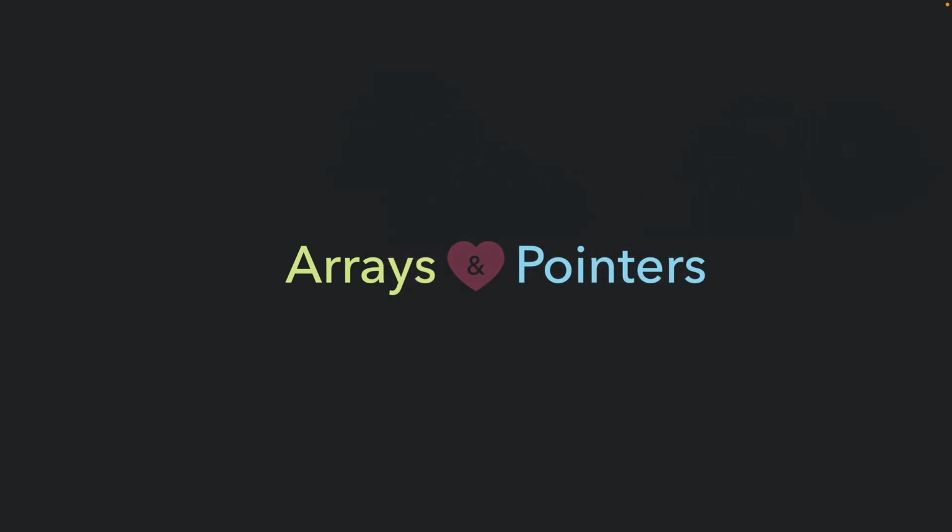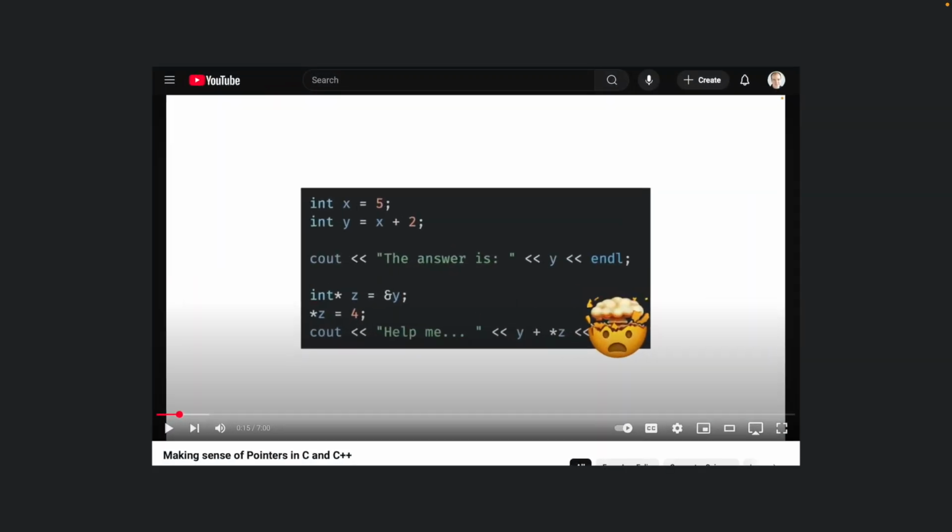There's an interesting relationship hidden in C and C++, and that's the relationship between arrays and pointers. It's important to understand this relationship because once you do, you will understand both arrays and pointers a little bit better. Before you watch this video, I'm going to assume you've watched my previous video on understanding pointers because the concepts in that video will really help you here.